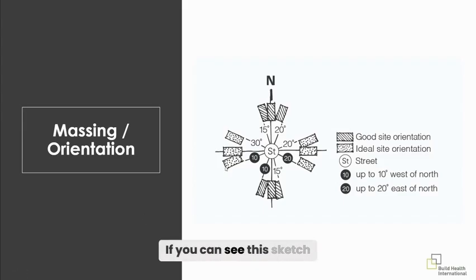If you can see this sketch, the one that has a thick line is a good site orientation, but the dotted one is actually the ideal site orientation because you are trying to avoid having east-west direct sunlight on the main facade. So everywhere you can achieve it, please avoid having an east-west orientation.